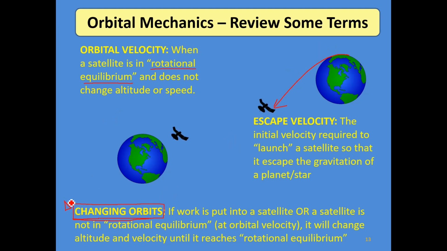When we're talking about changing orbits, we're just talking about our delta E rebalancing. So our K's and our U's are going to rebalance so that we are again in, and here's this term, rotational equilibrium, and so altitude and speed are not changing. By definition, if work is put into a satellite, or a satellite is currently not in rotational equilibrium, if it's not at its orbital velocity, because that's rotational equilibrium, then it will change altitude and velocity until it reaches that balance of rotational equilibrium. Okay? I hope that clears it up a bit.